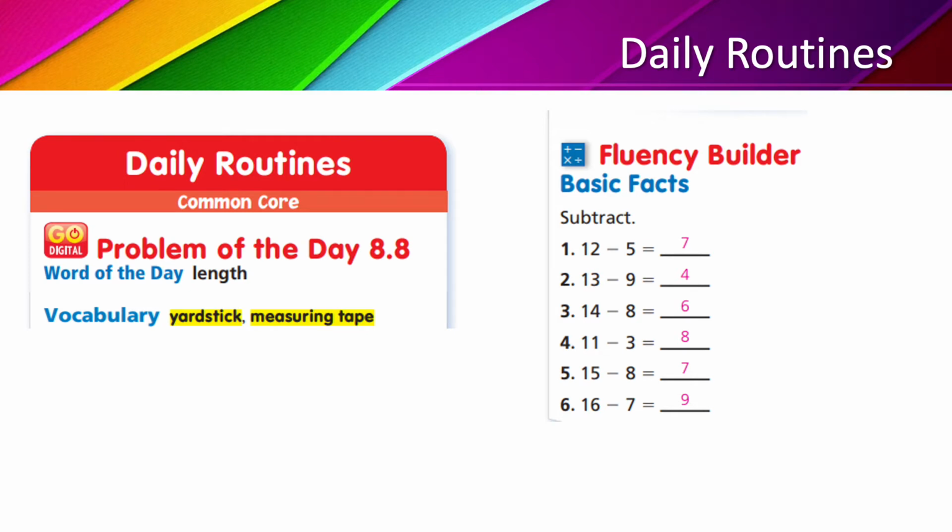To the right is the fluency builder, basic facts. So, 12 minus 5 will give you a 7, 13 minus 9 will give you a 4, 14 minus 8 will give you a 6, 11 minus 3 will give you an 8, 15 minus 8 is 7 and 16 minus 7 is 9.